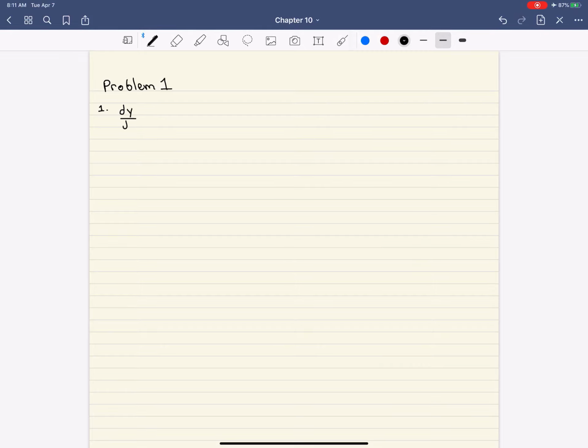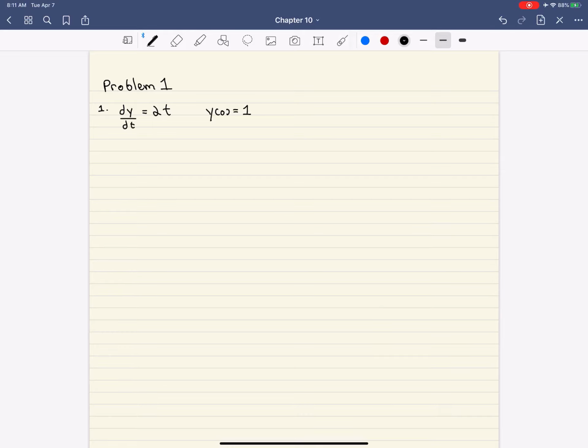So for the first one, what we have is dy dt is equal to 2t, and we're told that the initial condition, where at t is equal to 0, y is equal to the number 1. Okay? And so what we want to do here is derive an equation that describes y as a function of t. Alright? And so each of these equations for problem 1 are just going to be in a separable form.